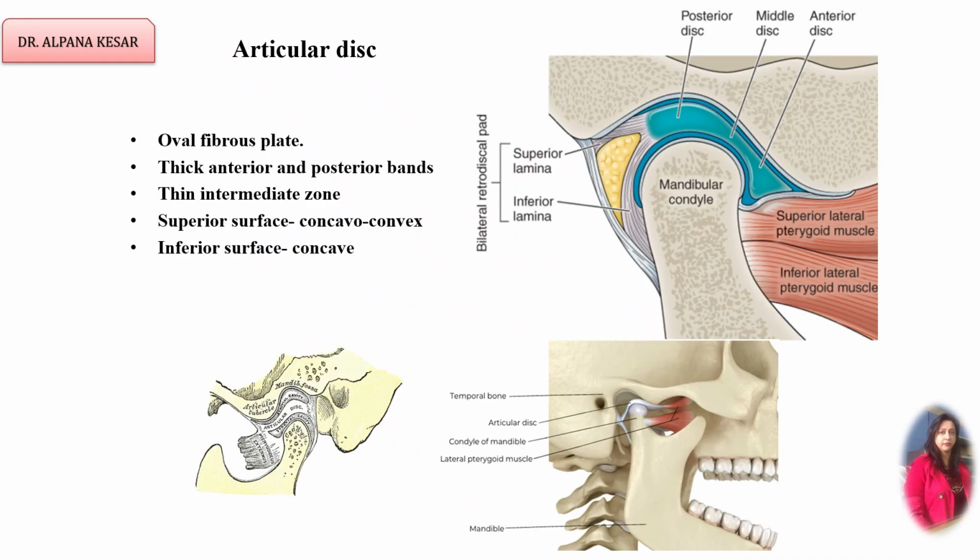The articular disc of temporomandibular joint is an oval fibrous plate, which is this. It has a thick anterior and a thick posterior band with a thin intermediate zone. Its upper surface is concavo-convex and its inferior surface is concave. Its posterior-most part divides into two laminae and is called bilaminar. This is its superior lamina and this is its inferior lamina.